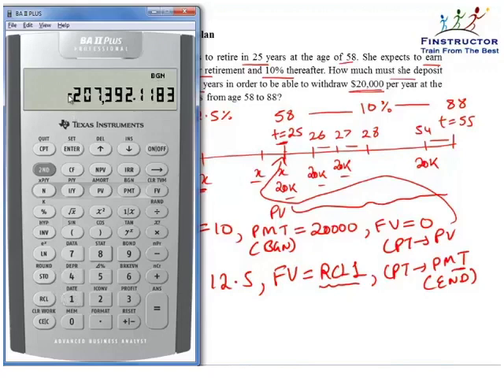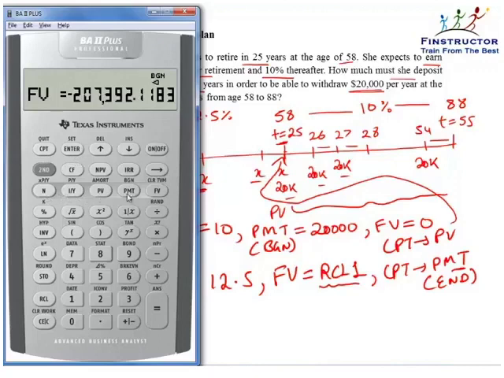Please note it comes out to be 207,392.1183 and press the button FV. You can let this negative sign be. If you let it be, your PMT will come out to be positive. If you change it to positive, the PMT will come out to be negative. So $207,400 is what she needs as FV, and I want to compute the payments required to do so.